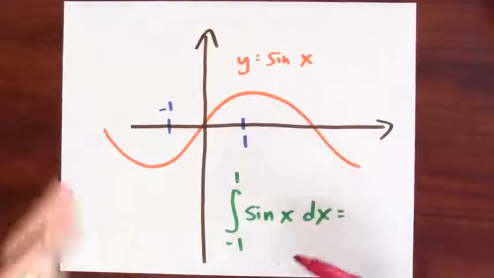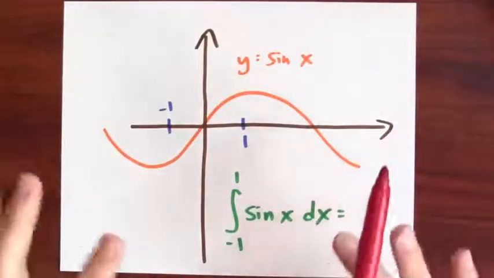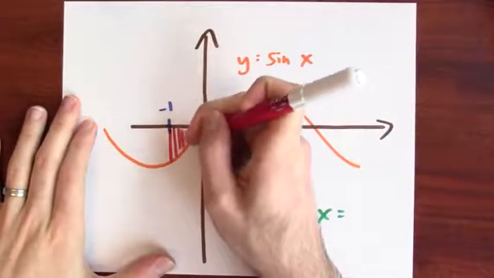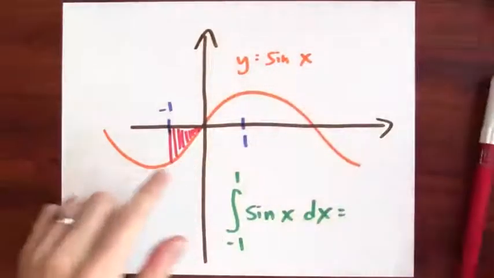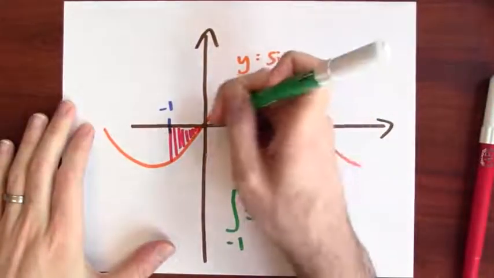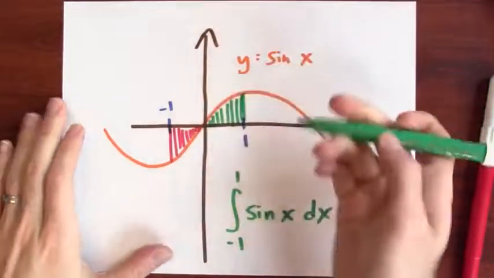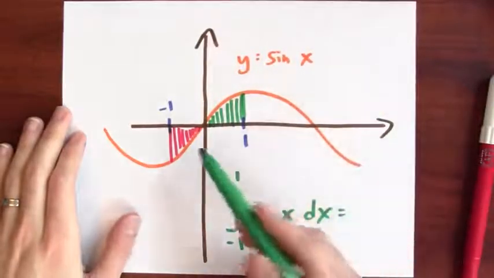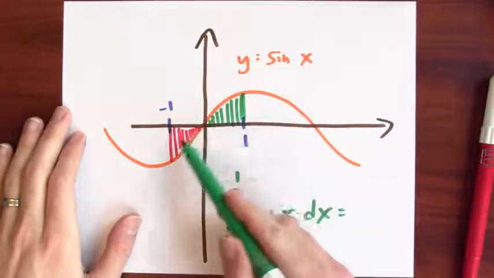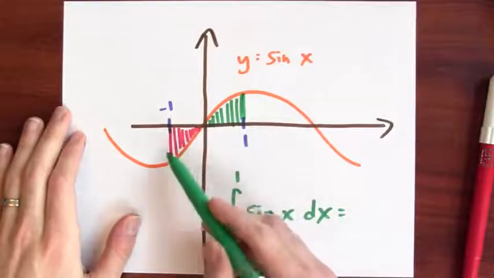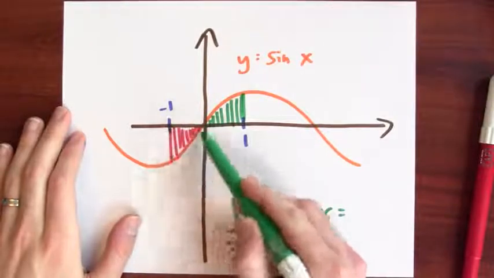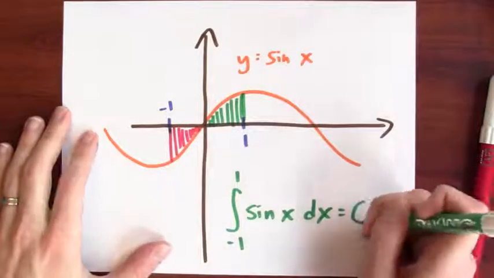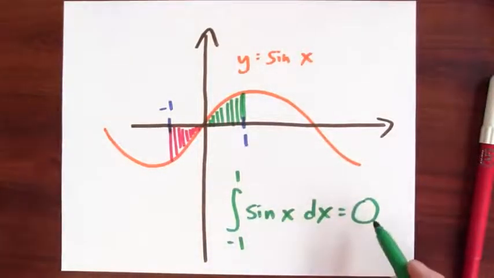Remember, the integral is at least morally calculating signed area. So it's going to be calculating this area here, but with a negative sign. And it's going to be calculating this area here as actual area, with a positive sign. These two areas are equal, but the integral counts this area with a negative sign and this area with a positive sign. So the integral should cancel and the answer should be 0.